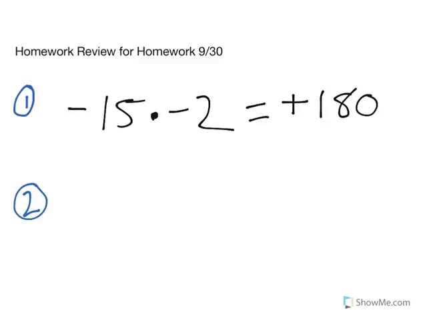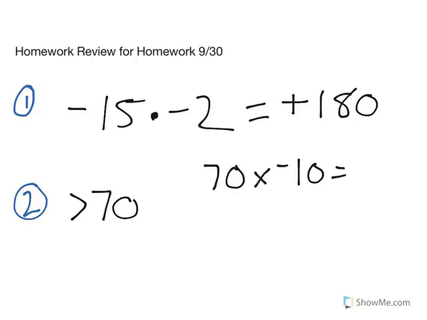Question number 2 asks what results in a number larger than 70. So we're looking for something that is greater than 70. Our first option is 70 times negative 10. This is going to result in a negative number because the signs are different and we're multiplying. So this will not be the answer that we are looking for.